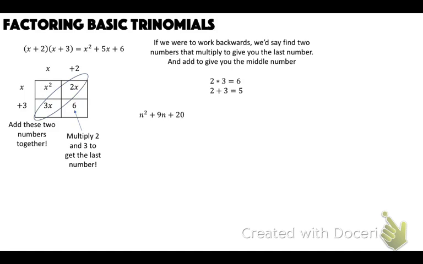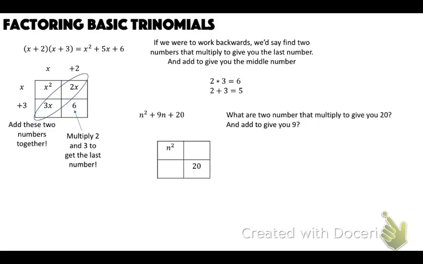Let's look at this one. So you can use the box here. I'm going to show you another method also, but n squared and 20. I'm showing you this because I think some of you might have seen it this way last year. I'm going to show you a couple different ways, and these are all just organization tools. So we need to see what two numbers are going to multiply to give you 20 and add to give you 9. So multiply to give you the last number and add to give you the middle number.